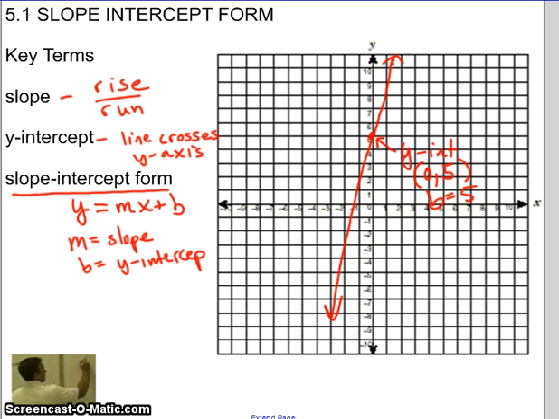Alright, and then if I were to determine a slope, I would choose another point on my line and draw the rise and run between those 2 points. So my slope is 3 over 1, or positive 3.